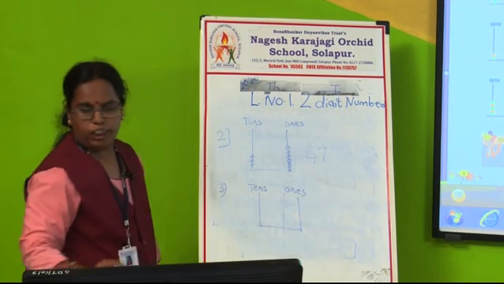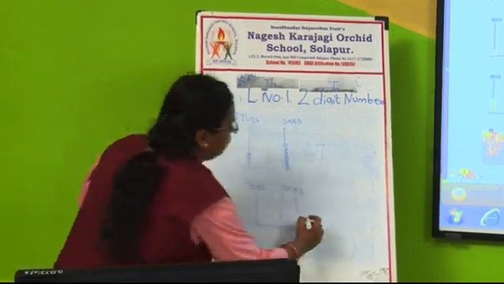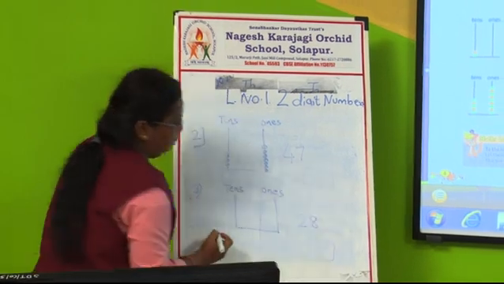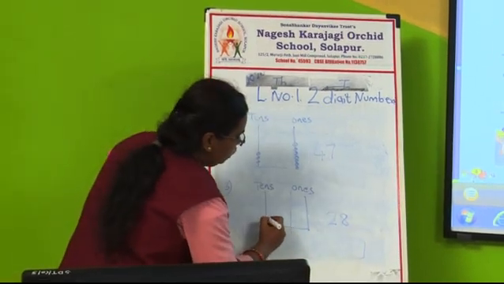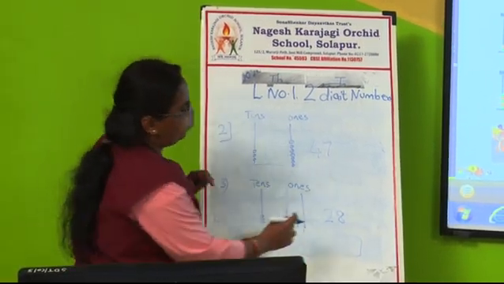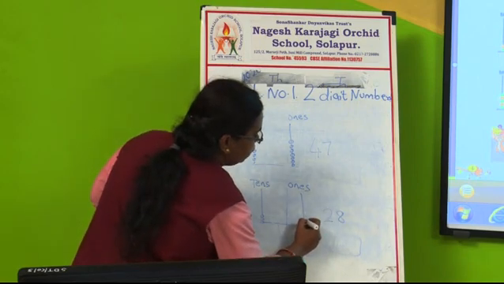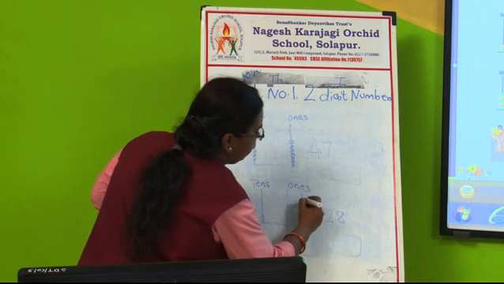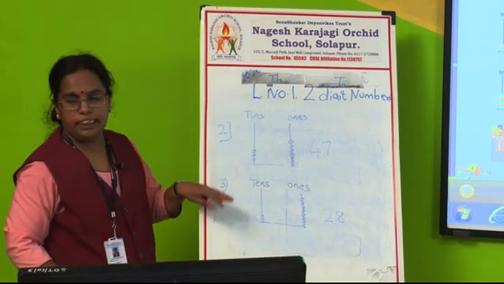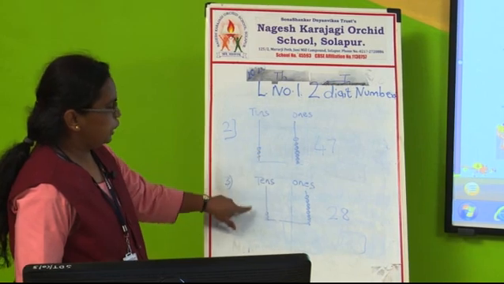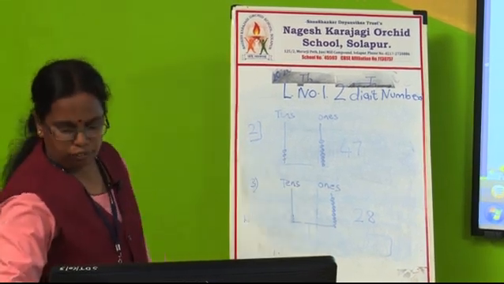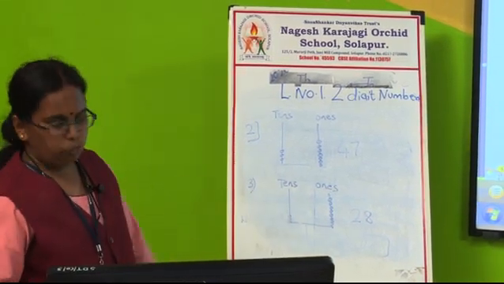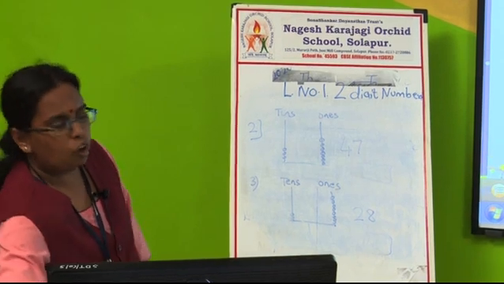Now, the second one is what? 28. Now, how will you show it here? 1, 2. Okay, 1, 2. Here are 8: 1, 2, 3, 4, 5, 6, 7, 8. In this way, you are going to solve both. The remaining exercise, you can solve as homework.